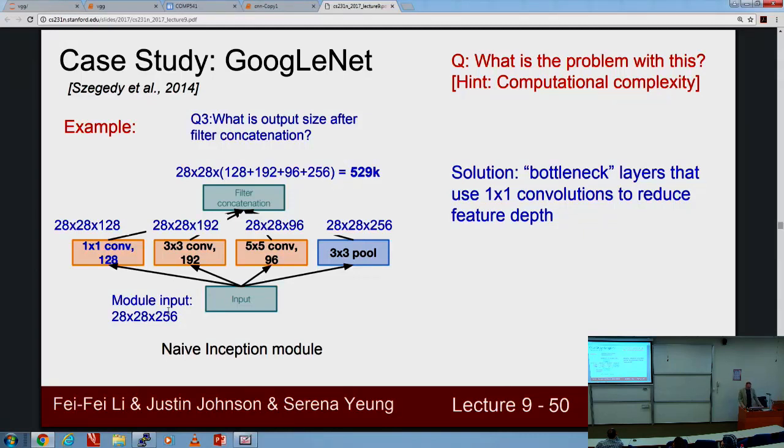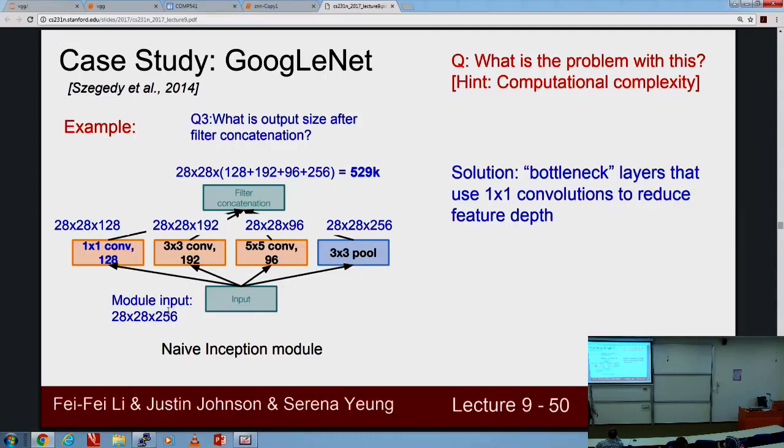They basically came up with these things called bottleneck layers that use one-by-one convolutions to reduce feature depth. Okay, so generally when we want to shrink the input, up to now we always use pooling. Pooling shrinks everything in the spatial dimensions. Okay, what should I do if I don't want to shrink in the spatial dimensions? I want to stay at 28 by 28, but I want to shrink in the channel dimension. Okay? I don't want my channels to keep growing.